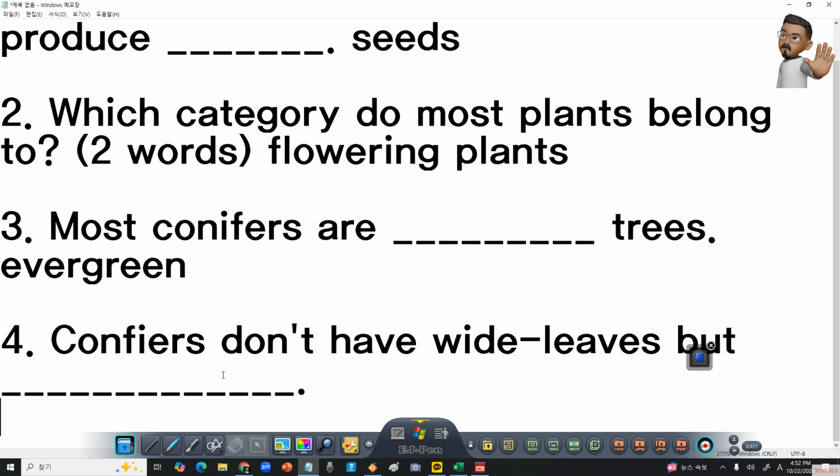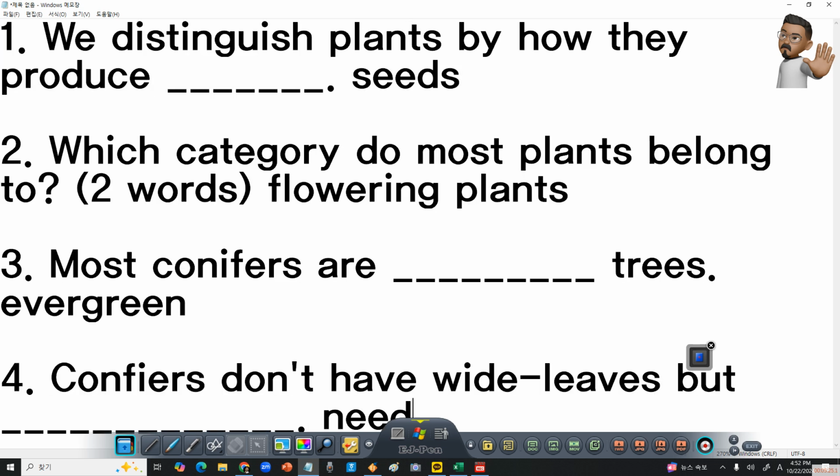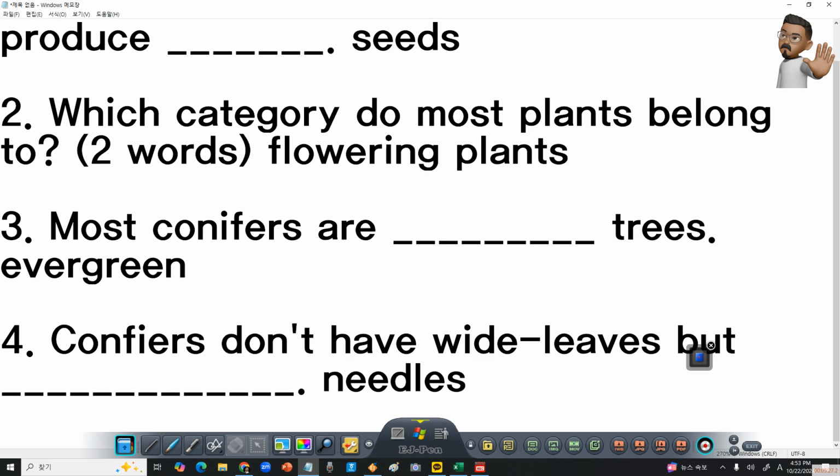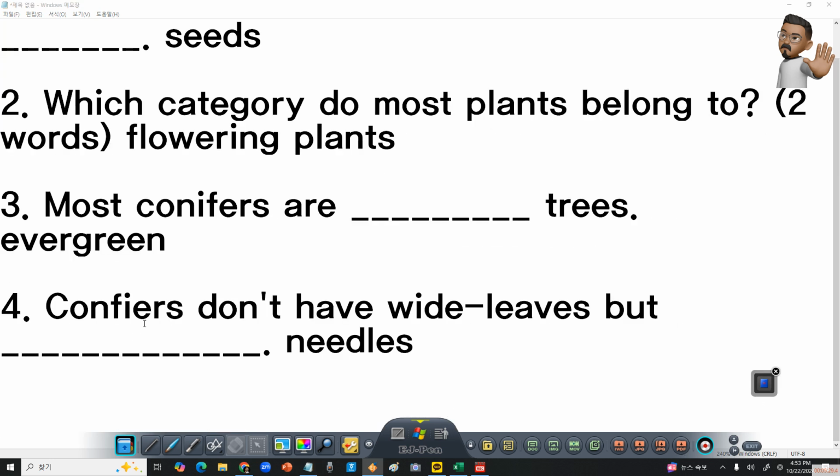3, 2, 1, up. The answer is needles. Ding, ding, 니들아. Ding. The answer is needles. 선생님 저 하려다 말았어요. But the spellings are wrong. 근데 ES만 붙잖아. Conifers don't have wide leaves, but they have needles. 쌤이 엄청난 힌트. Okay, number 5.